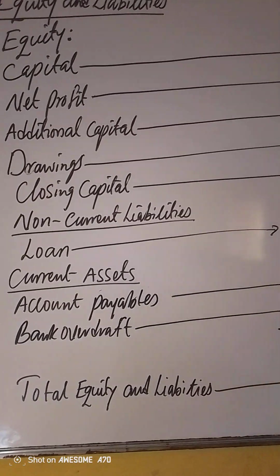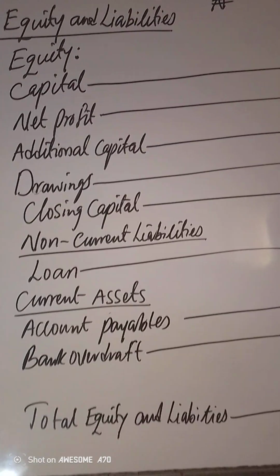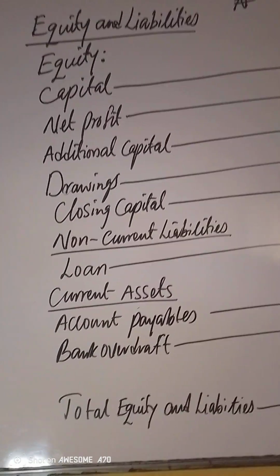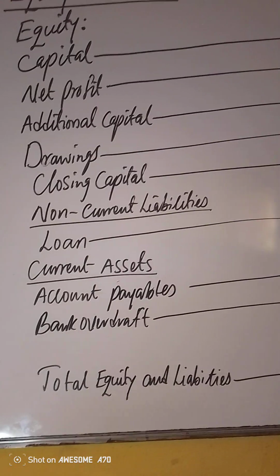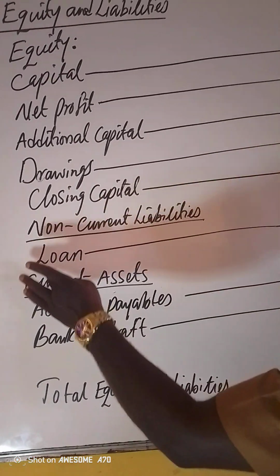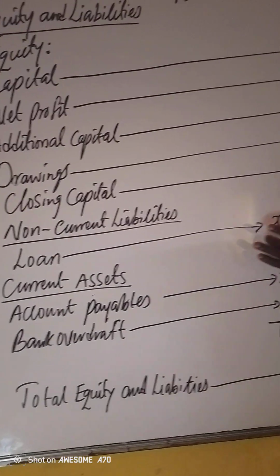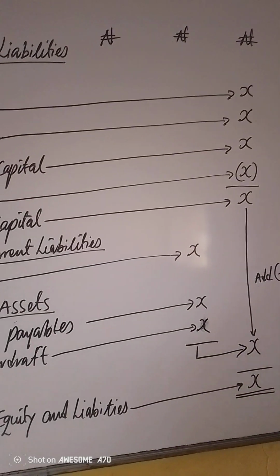The next, it means you have finished what is called the equity. Then you finally go to the liabilities. Here, under liabilities, they are also grouped into two, just like the assets. You always have the non-current liabilities. The first non-current liability is what we call the loan. Here you take it in the middle, naira sign, so you can get the total of liabilities.